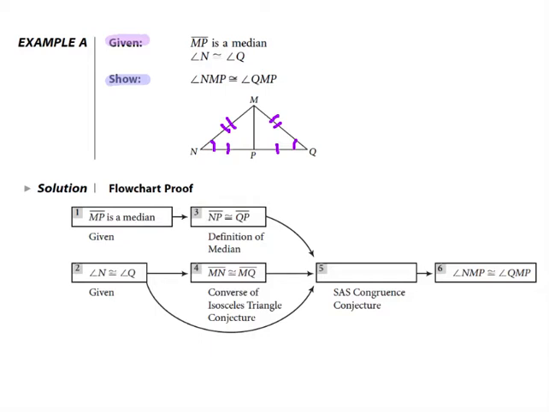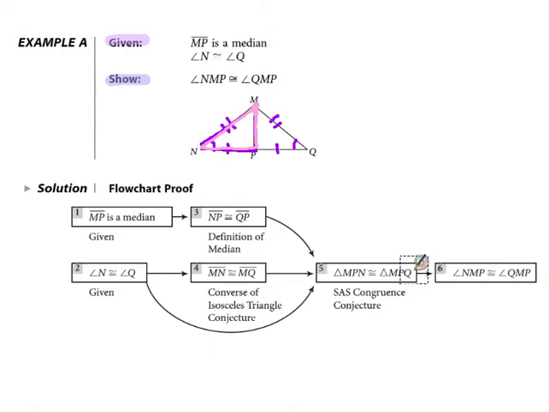Triangle NPM is congruent to, in this case it was MPN, that's what they used. So MPN. What is M the same as? M. What is P the same as? P. And what is N the same as? Q.